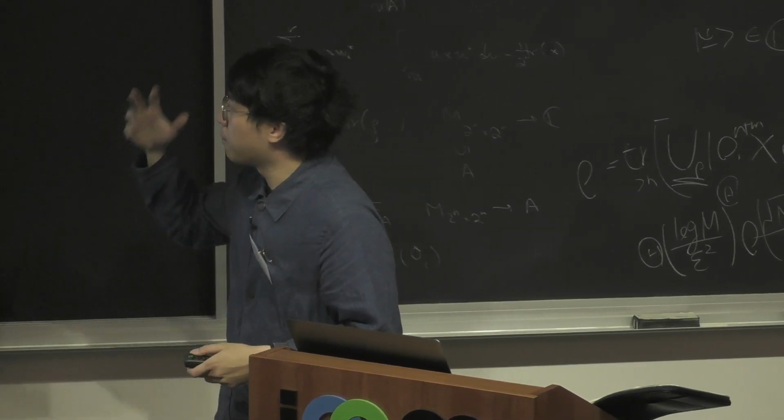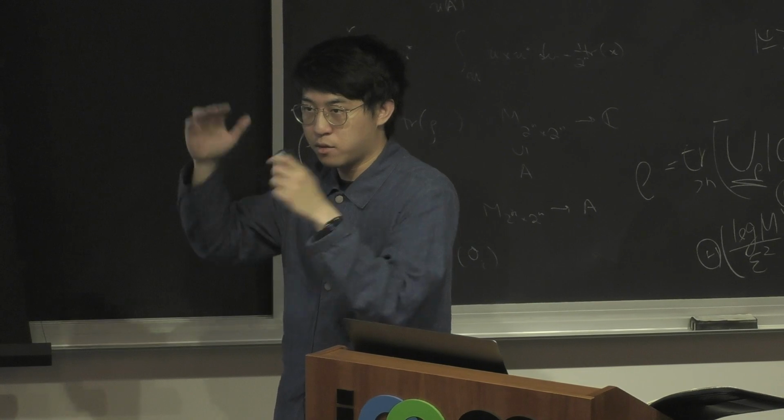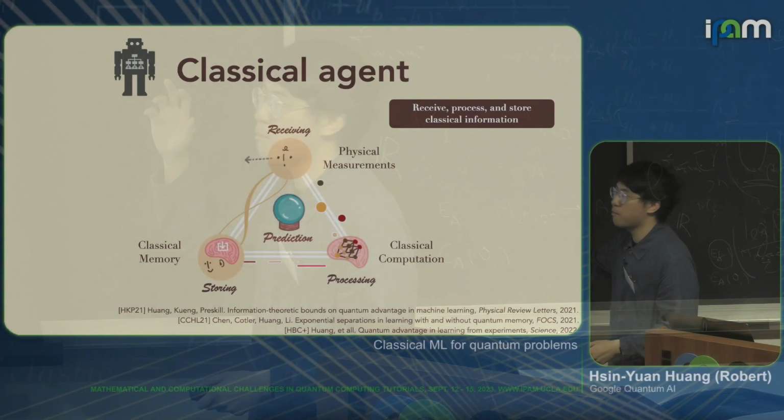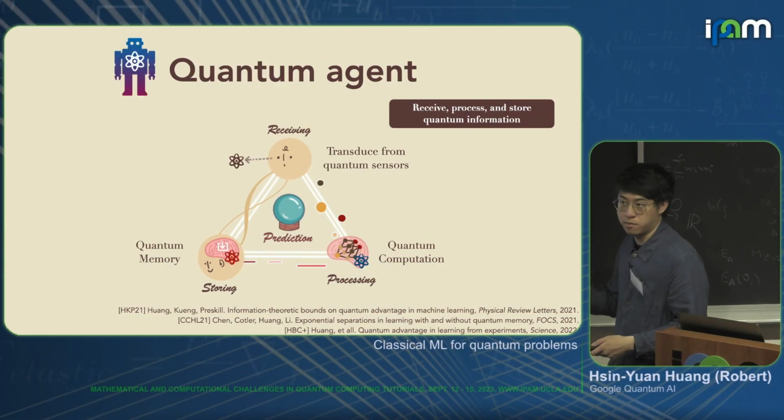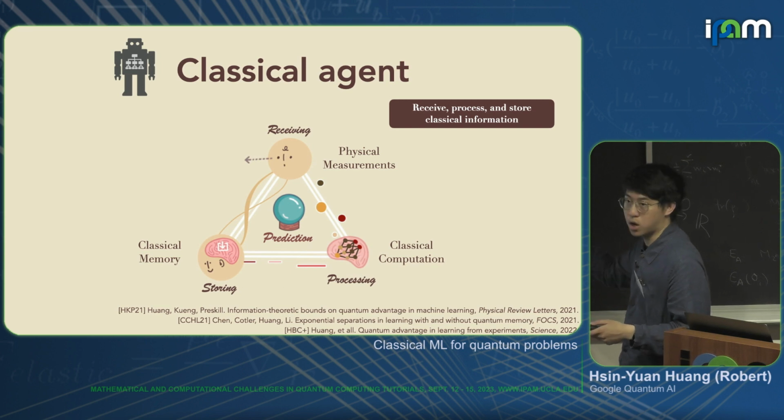So I'm going to switch the language a little bit because I want it to be a little bit broader. So we'll be talking about classical agent and quantum agent. But you can think of it as just classical machine and quantum machine. But the classical agent can be human, and I don't want to keep calling a human a classical machine. It's a little bit weird.